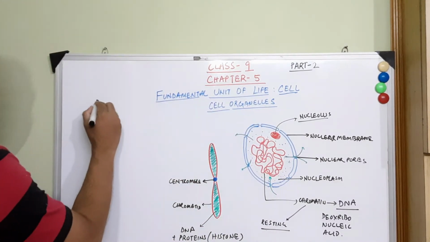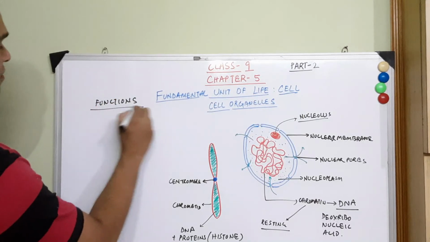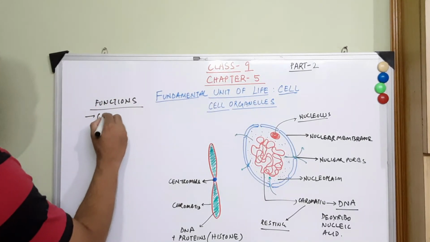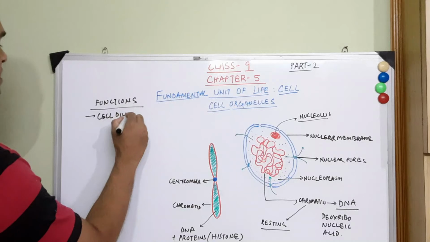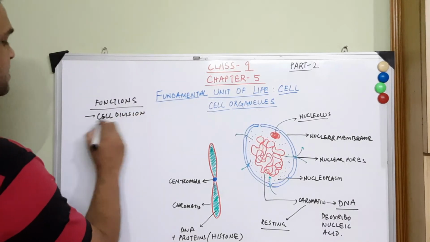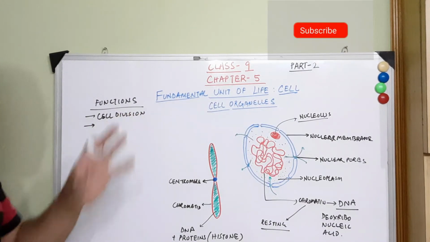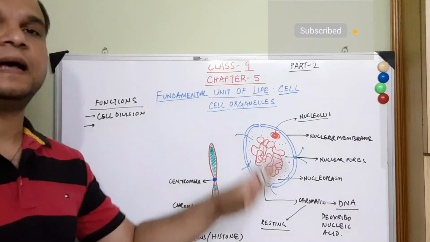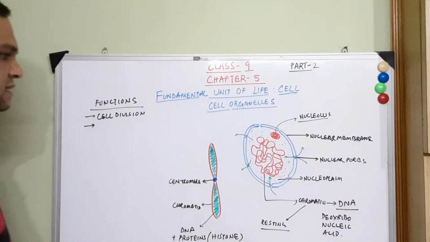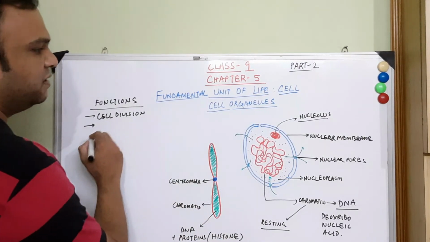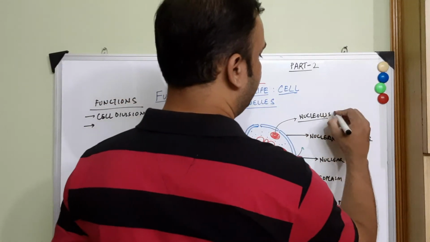Let's now understand the functions of the nucleus. The major function of the nucleus is in the cell division process. So cell division cannot take place if the nucleus is absent or the nuclear material is absent. Inside this we will also have the nucleolus, right? Here the nucleolus I have mentioned.